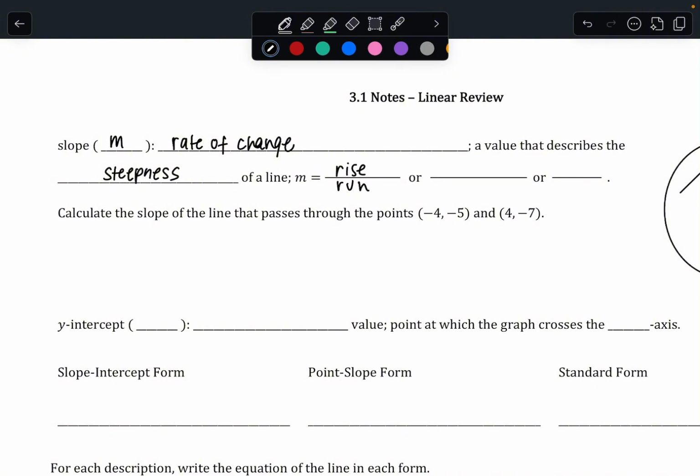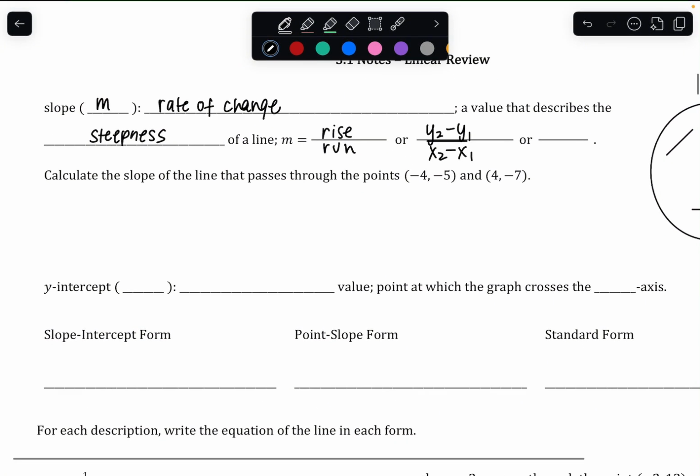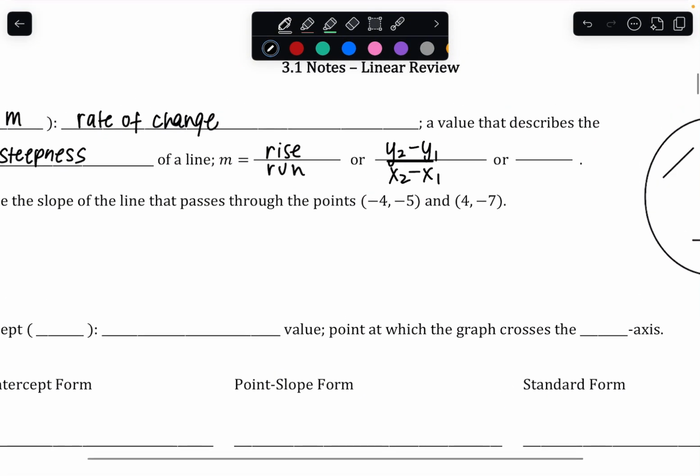And what that means is you are measuring your vertical distance, the change in y over the change in x. So if you have 2 points, you subtract the y's and then divide it by subtracting the x's. And this is sometimes denoted with a delta y over delta x, and that delta, that triangle, just means change in.